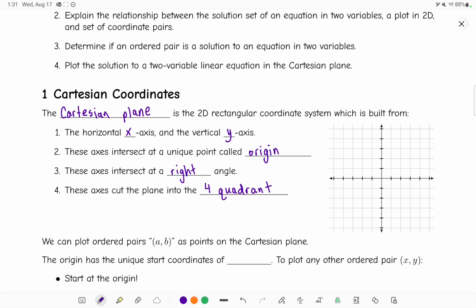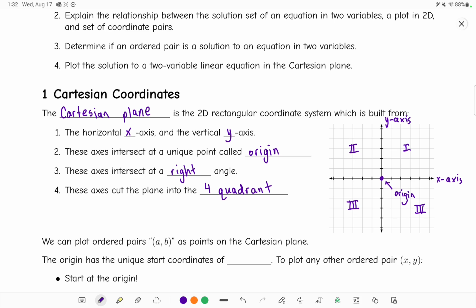So this picture off to the right, the horizontal axis, that's our x-axis. The vertical axis is our y-axis. Here's the origin. And then the quadrants, there's 4 of them. You start in the top right, that's quadrant 1, quadrant 2, quadrant 3, and quadrant 4, ending in the bottom right.